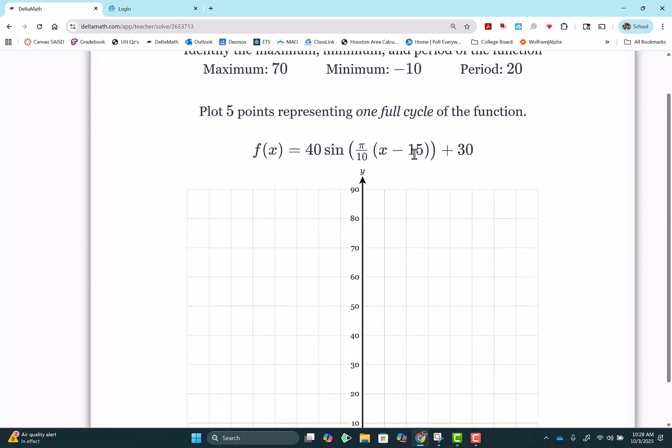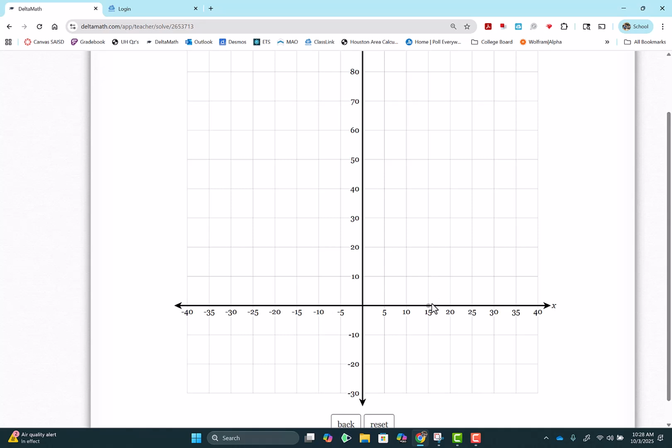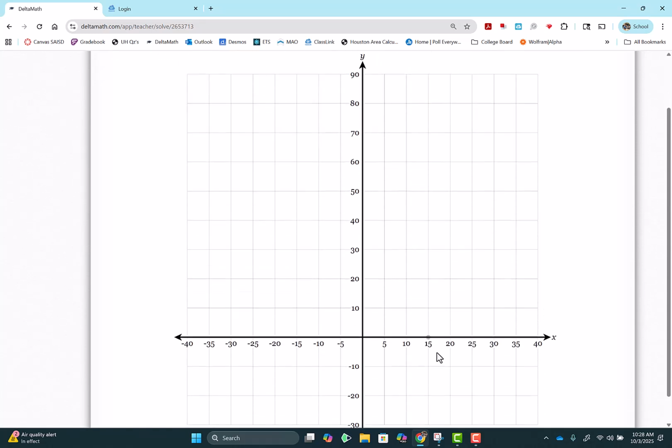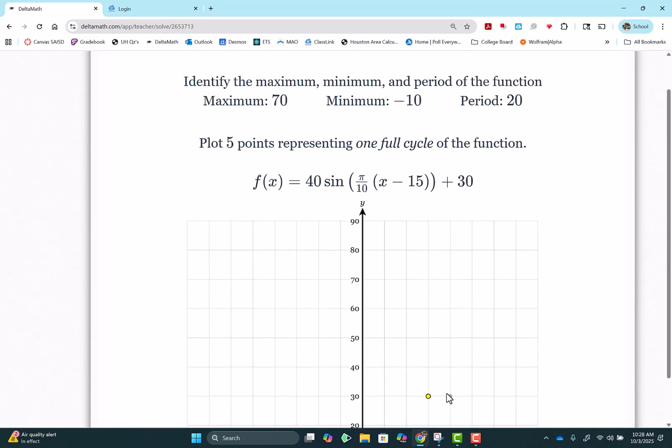So you go 15 to the right and you start at a point of inflection going up, because it's sine and I have a positive in the front. So where am I going to go to? What value? 15 to the right, and I'm going to go to the 30. So 15, 30. Do you guys see what I did there? And then I'm going to go 5 to the right. And then there's the point of inflection. The next one needs to be a max. So at 20, I'm going to go to 70. So here's 20, 70.